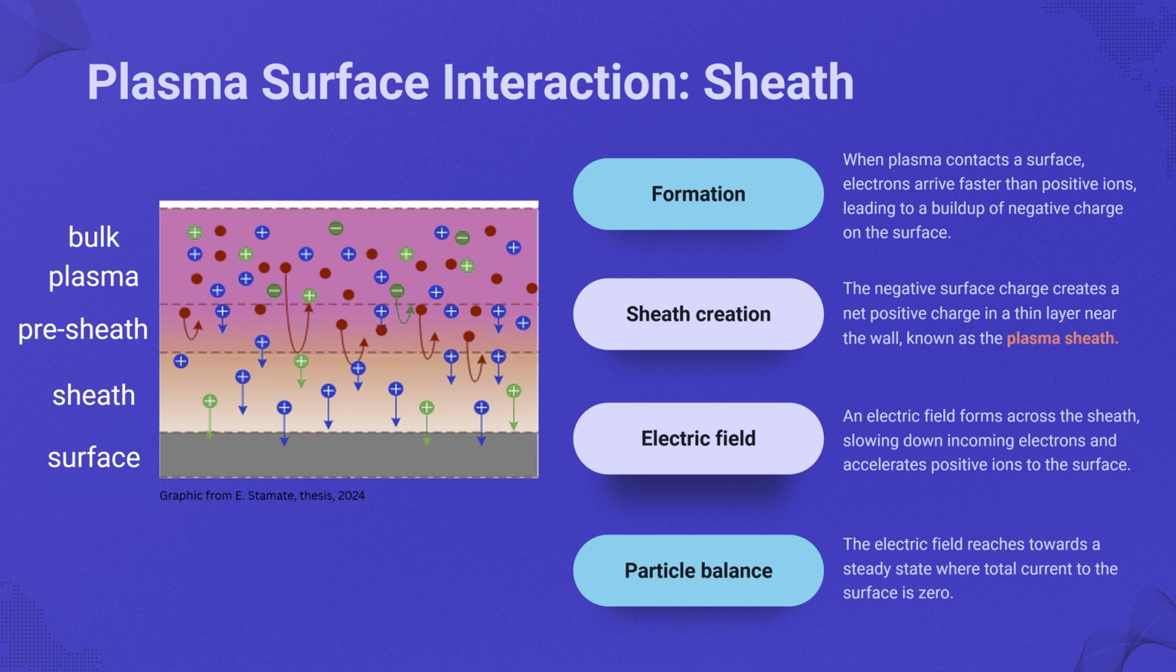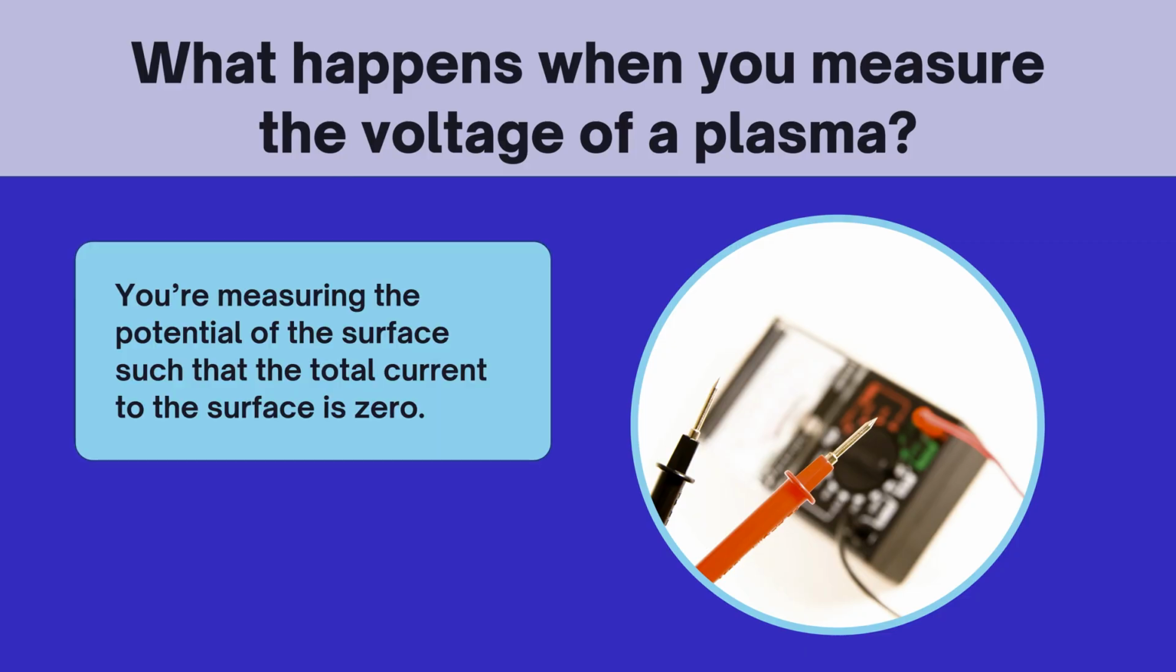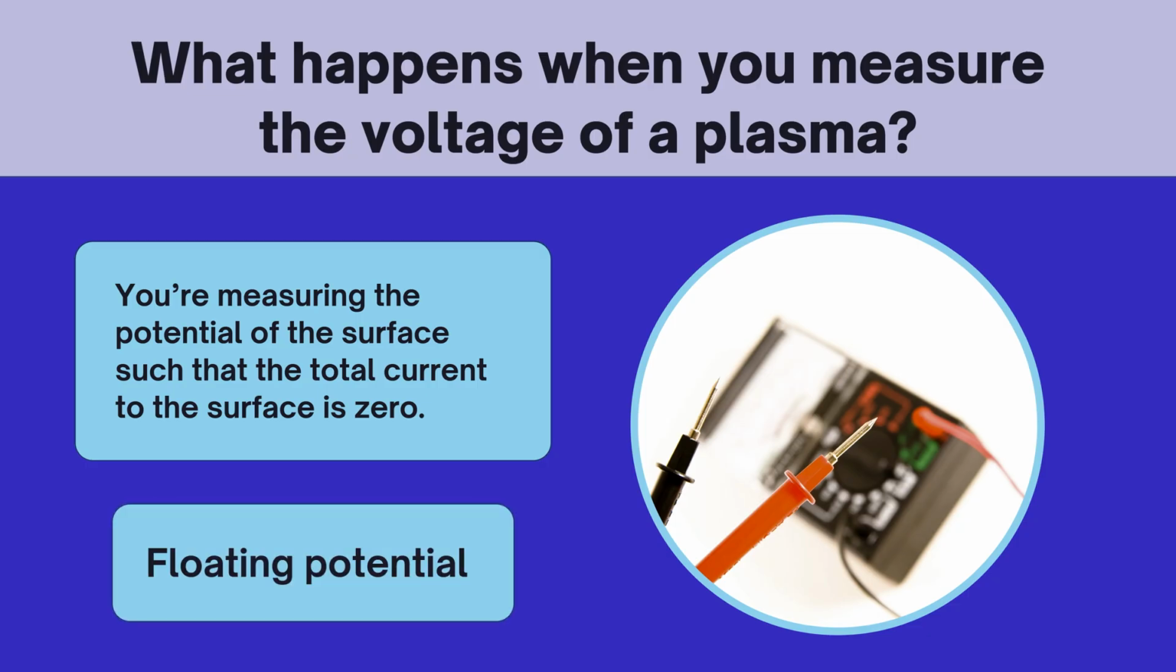So how does all this relate to measuring plasma voltage? Let's find out. Now, going back to the previous question, what is it that you're measuring when you put a voltmeter across a plasma? The answer is you're measuring the potential of the surface such that the total current to the surface is zero. People have a name for this number. That's called the floating potential.